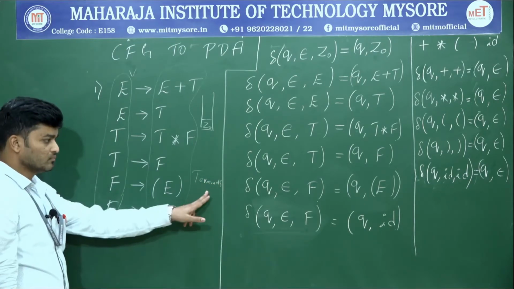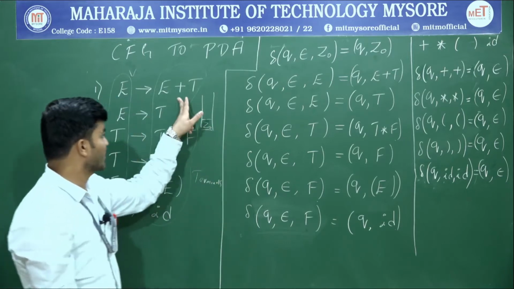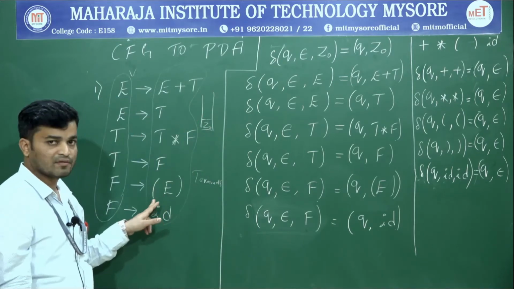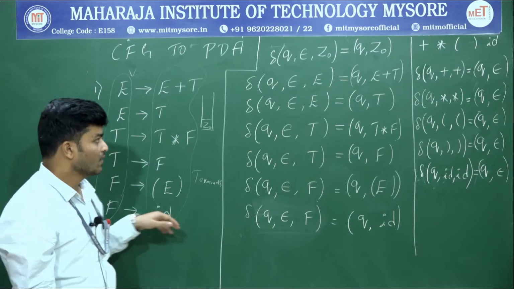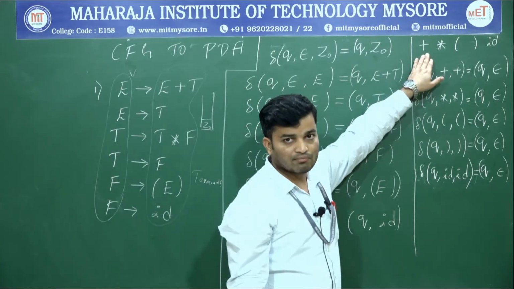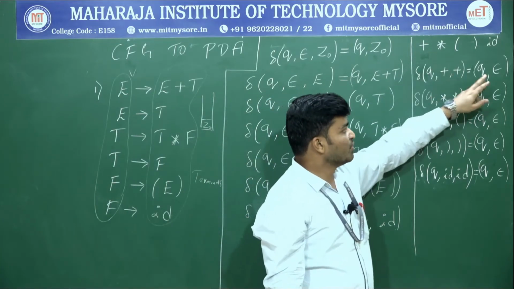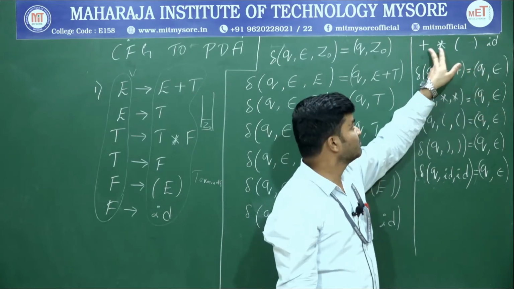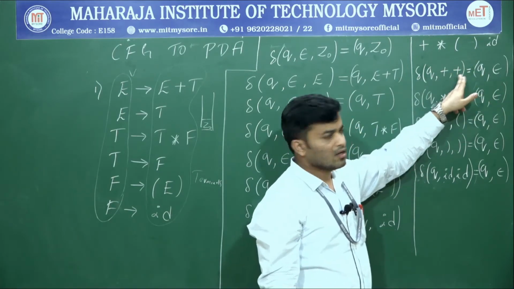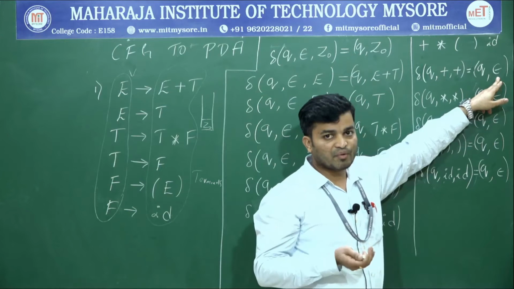Terminals. Okay. First, list all the terminals. We have plus, star, opening parenthesis, closing parenthesis, as well as ID. List all the different terminals, and for each terminal you perform a pop operation. So the first terminal is plus: q comma plus, q comma epsilon. The meaning is we are performing a pop operation.